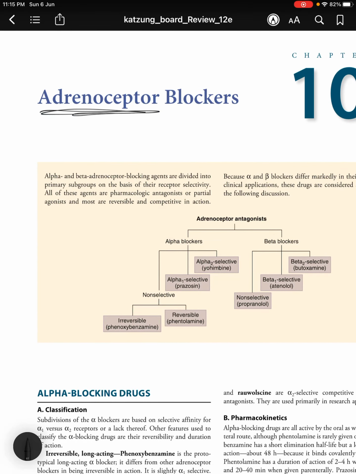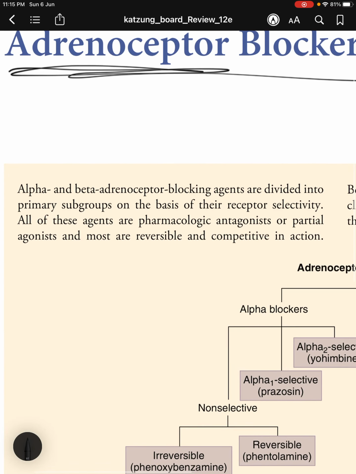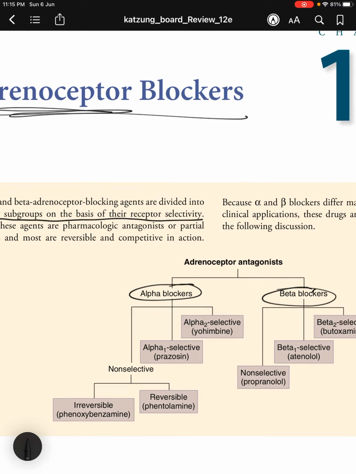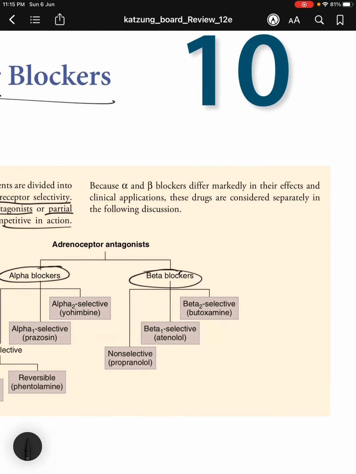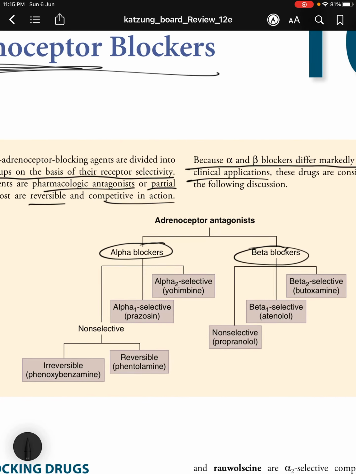Now let's get on with chapter 10, which is the final chapter in ANS pharmacology, that is about adrenoceptor blockers or sympatholytics. So alpha and beta adrenoceptor blocking agents are divided into primary subgroups on the basis of their receptor selectivity, that is whether they are selective for alpha receptors or beta receptors. All of these agents are pharmacological antagonists or partial agonists and are mostly reversible and competitive in action. Because alpha and beta blockers differ markedly in their effects and clinical applications, they are considered separately.